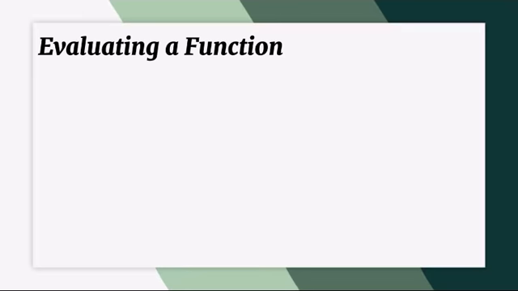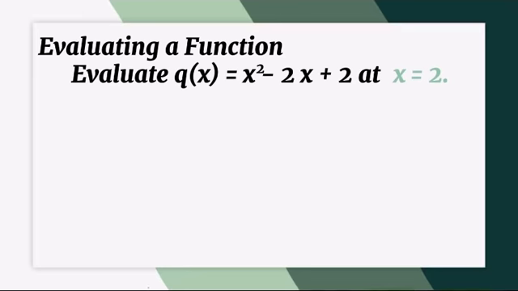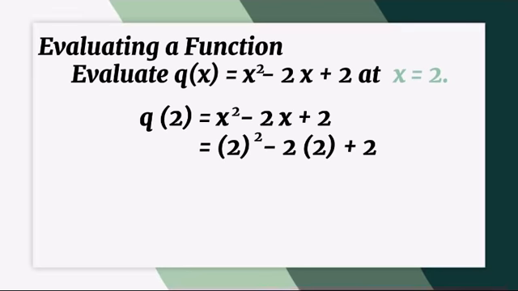Let me show you how to evaluate a function. We substitute 2: we remove x and replace it with 2, and then simplify. 2 squared equals 4. Negative 2 times 2 equals negative 4, plus 2. 4 minus 4 means 0, plus 2. Ibig sabihin, q of 2 equals 2.